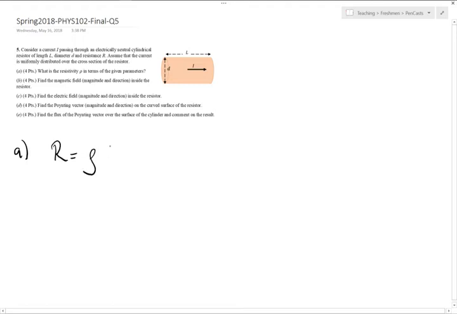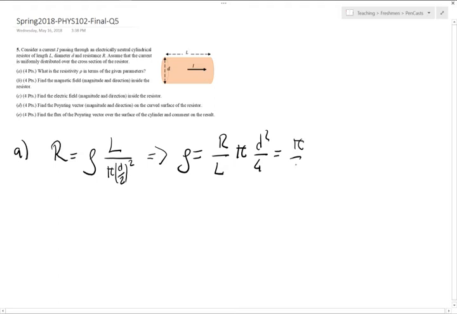Its resistivity of the material. Resistance is proportional to the length and inversely proportional to the cross-sectional area. The radius is diameter divided by 2, squared. So what's rho? Rho is R divided by L pi d squared over 4. So pi over 4 R over L d squared is the answer.